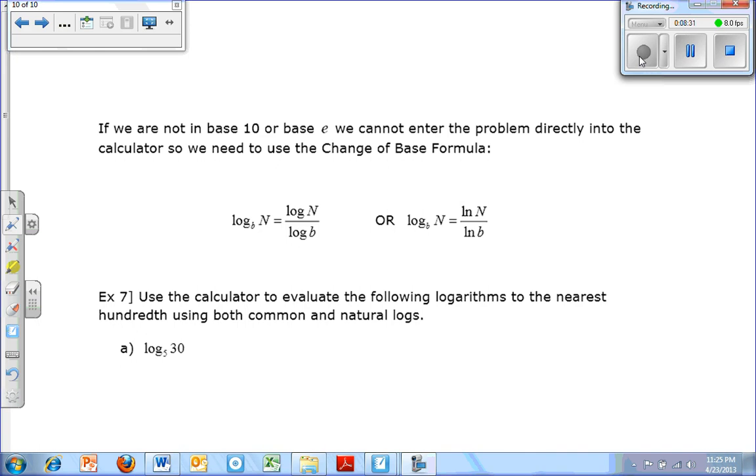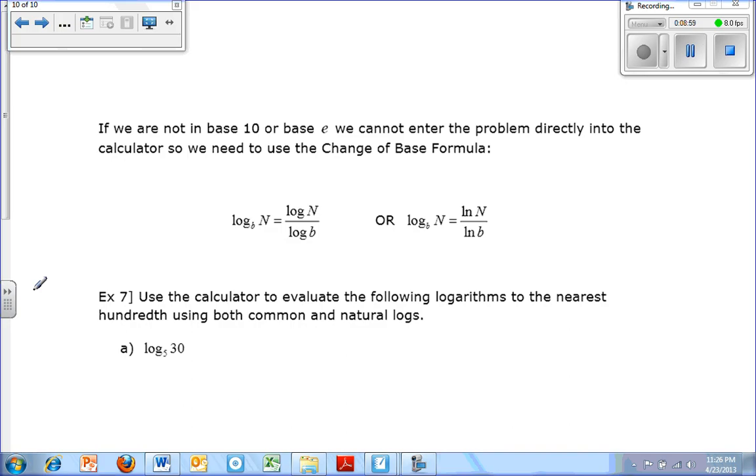Alright, I know I said before that if we are using a calculator, we have to be in base 10 or in base E, which is our natural log. Those are the only two buttons that are actually on the calculator. But it doesn't always work that way. Therefore, we need a way to be able to use our calculator and still get answers.